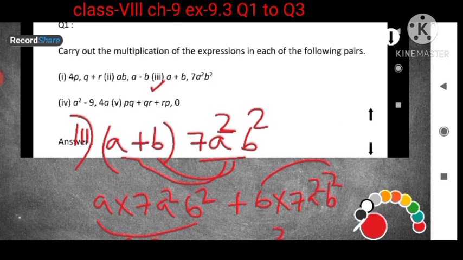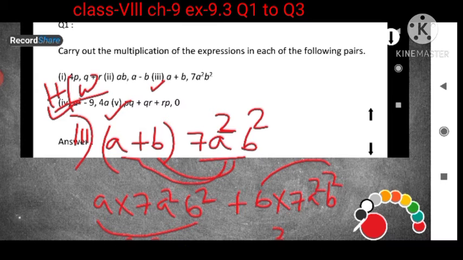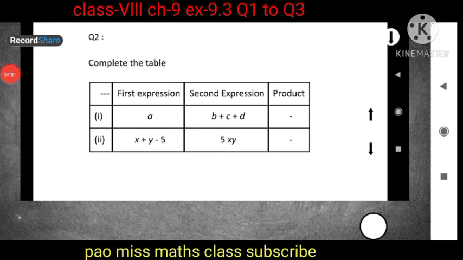Now the remaining question numbers 4 and 5 will be your homework. Okay, question number 4 and 5 is your homework. Now come to the next question. Question number 2, complete the table.